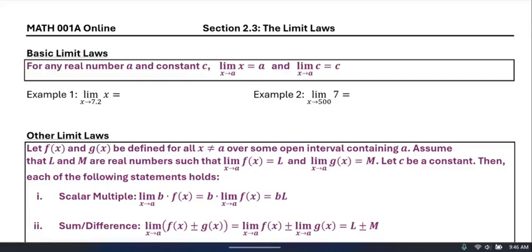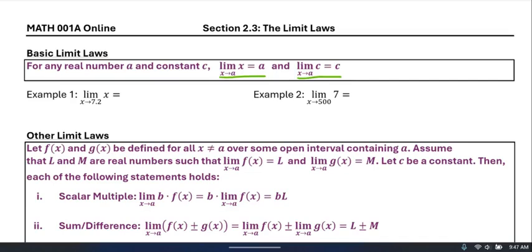Welcome to the lesson on 2.3, the limit laws. At the top, basic limit laws. There's two for any real number a and constant c. If we take the limit as x goes to a of x, it's just a, and the limit as x goes to a of c is just c. Basically saying that a constant function will stay the same, and the limit will change and vary with x. It'll go to a. Let's take a look at the two examples.